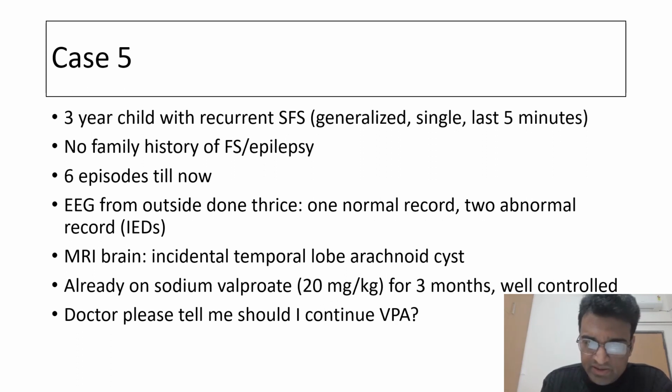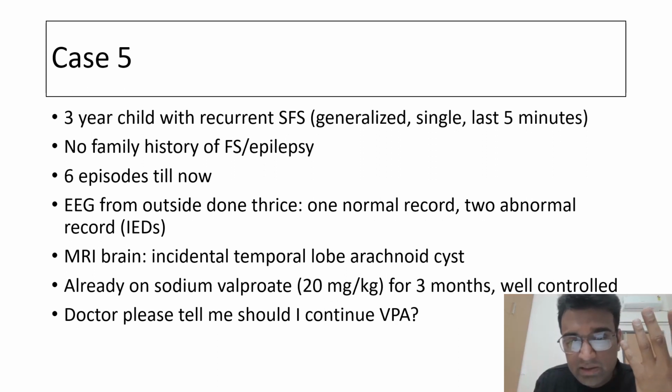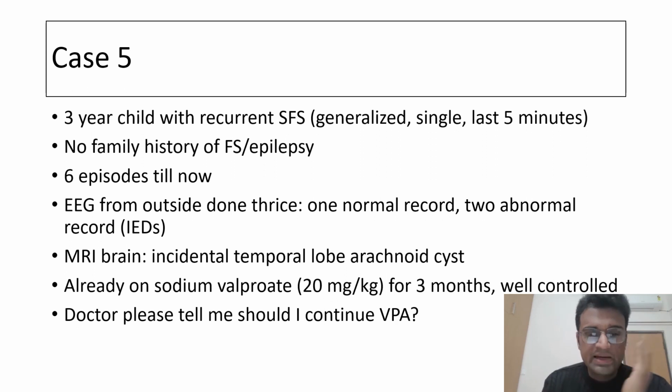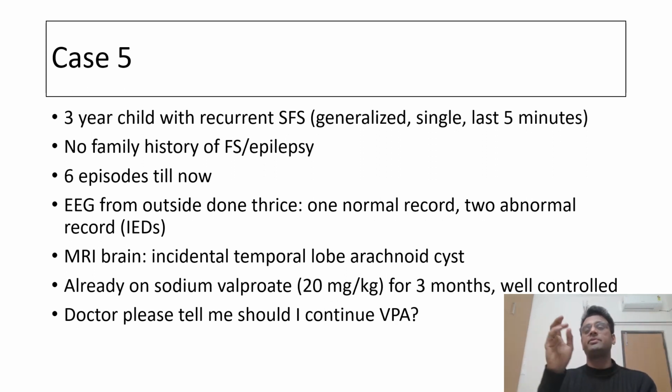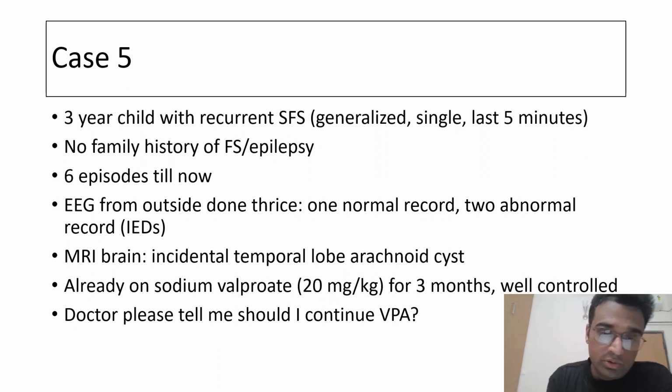Okay, this is another child who is a 3-year-old boy with recurrent simple febrile seizure. No family history. 6 episodes have happened till now. EEG from outside done thrice. One record normal, two records abnormal. Okay. MRI, incidental arachnoid cyst. The child has already been started on sodium valproate by somebody. Now they come to you, doctor, please tell me, should I continue valproate?